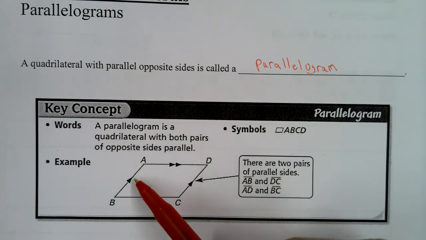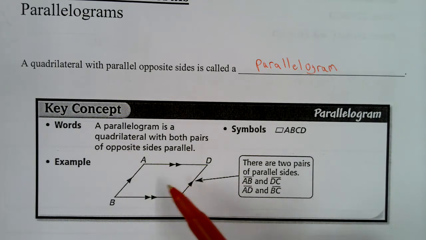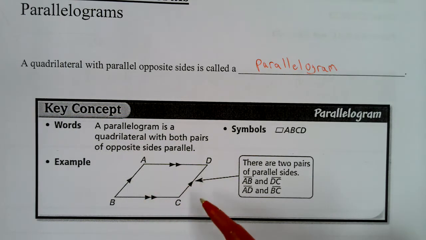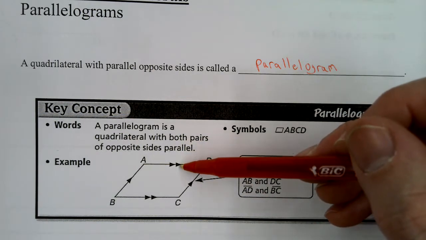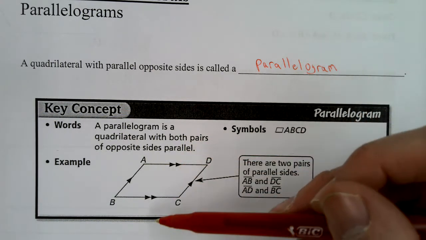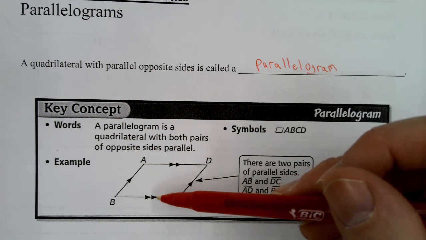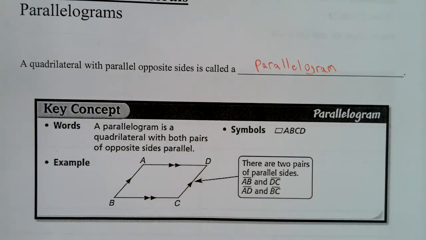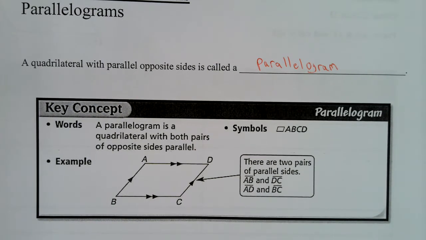Okay, remember this symbol means parallel. So see how these two segments each have one of those symbols on it? That means that AB is parallel to DC. And this side has two of those symbols, and this side also has two of those symbols. So it means that AD is parallel to BC. Okay, so again, two pairs of parallel sides. It has to be two pairs.